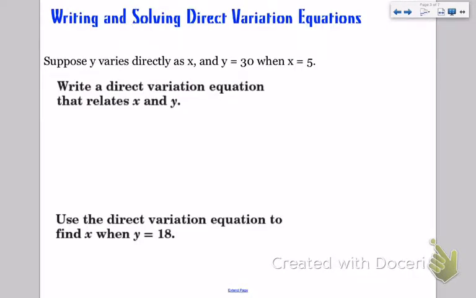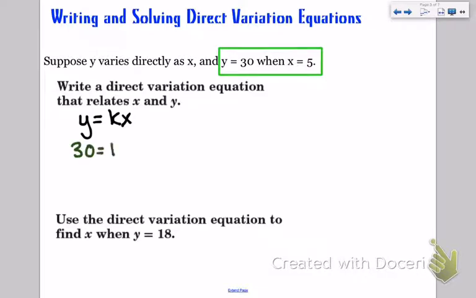Now we're going to look at writing and solving direct variation equations, so not requiring a graph. This tells us suppose y varies directly as x and y equals 30 when x equals 5. So we're always going to use our formula y equals kx. What we're going to do now is use the first set of information given. It says y is equal to 30 when x is equal to 5, so we can substitute those values in.